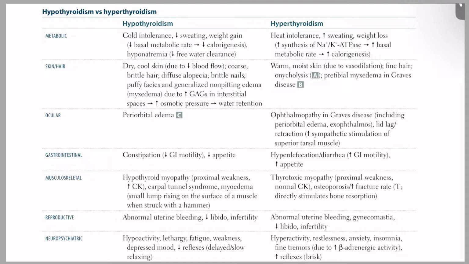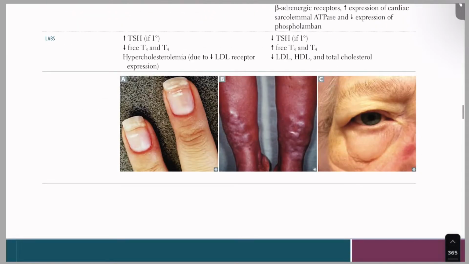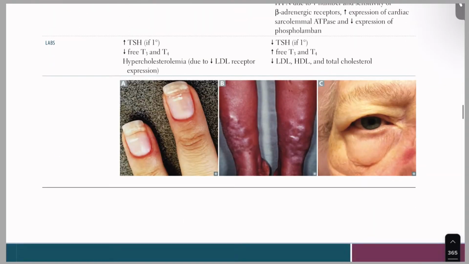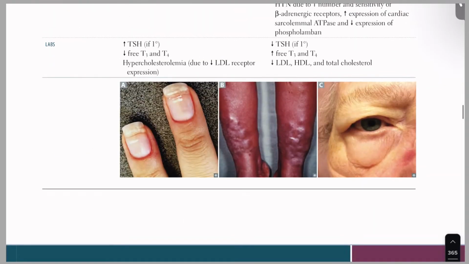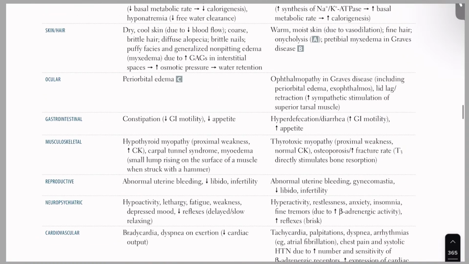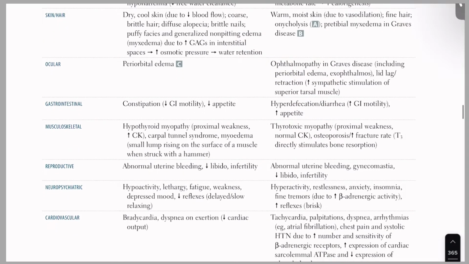Warm, moist skin due to vasodilation, fine hair, onycholysis, pretibial edema in Graves' disease. Okay, let's see. This is Graves' disease. This is onycholysis. Okay, this is not oncholysis, it is onycholysis. That's how it is spelled.